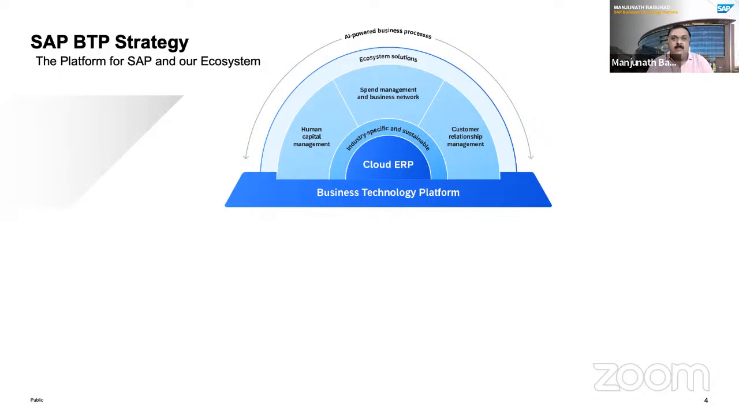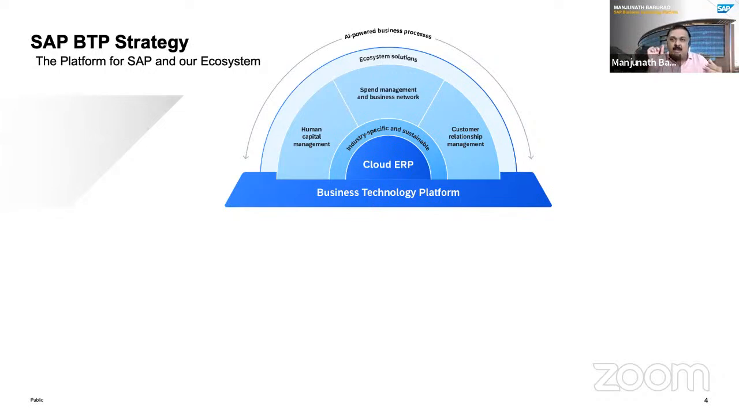And at the bottom, we have the business technology platform, both of these coming together as focus areas and also then enabling other activities like the industry specific innovations, sustainability initiatives, separate LOB solutions like our human resource management or human experience management solutions, our customer relationship management solutions with our CX suite, and also our spend management and our business networks, right? So this is what I call the rising sun diagram, which talks about SAP strategy.